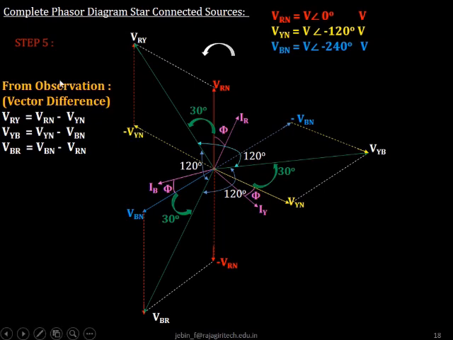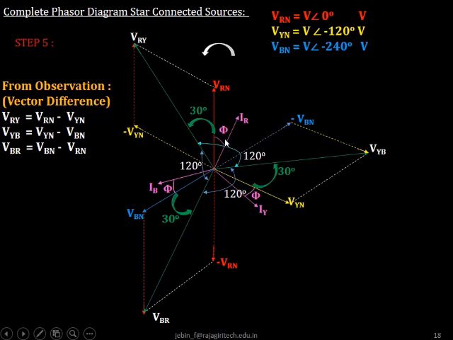Now, in step 5, we conclude with the complete representation of the phasor diagram of a balanced star connected system. Here we have represented the phase voltages, initially VRN, VYN and VBN, at an angle of 120 degrees. After that, we have drawn the line voltages VRY, VBR and VYB. In the third step, we have represented the line currents. We assumed the line current is lagging the phase voltage by an angle phi.